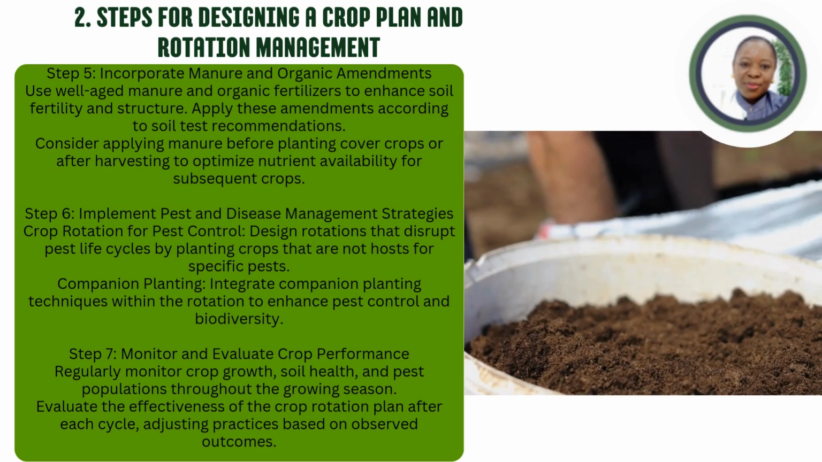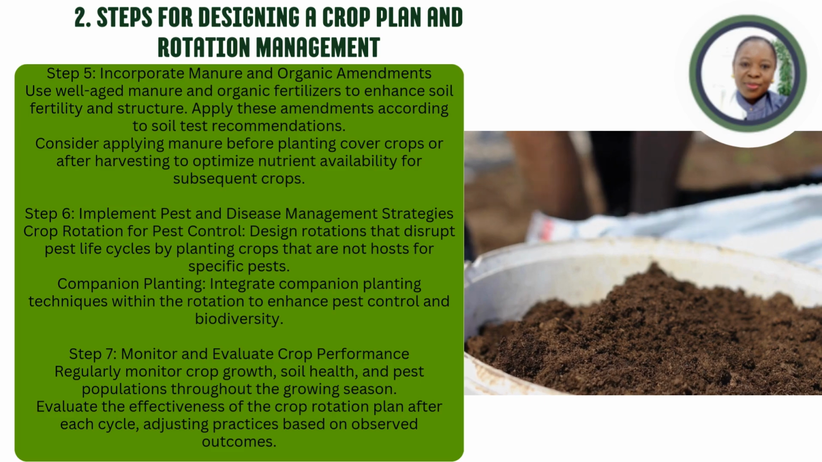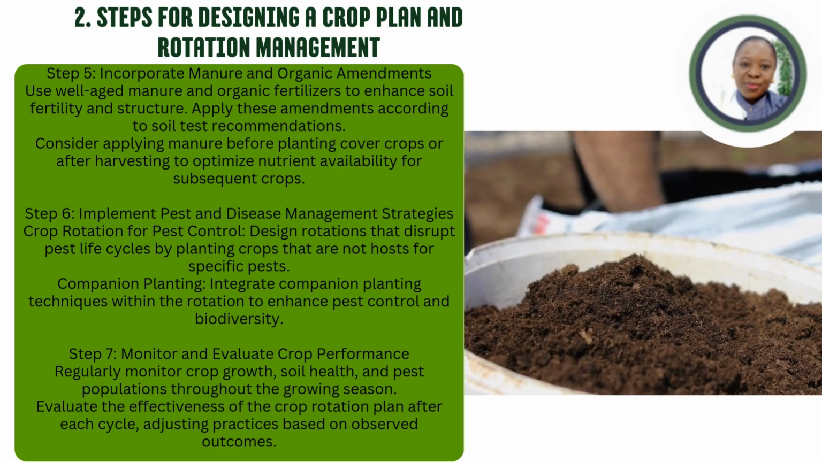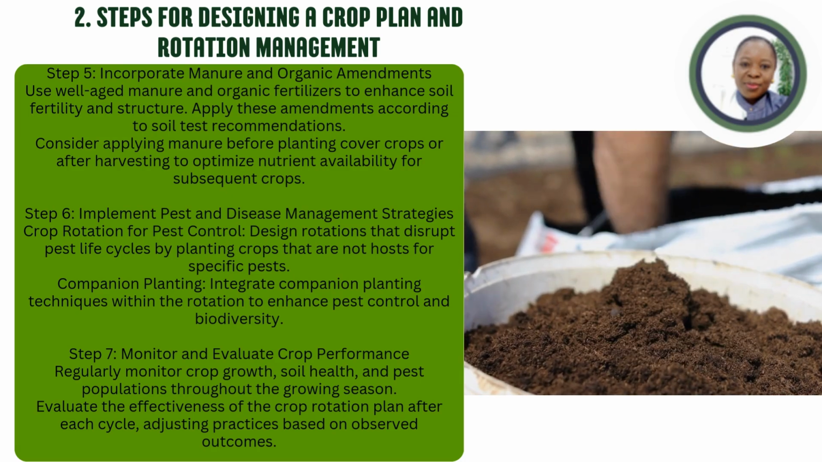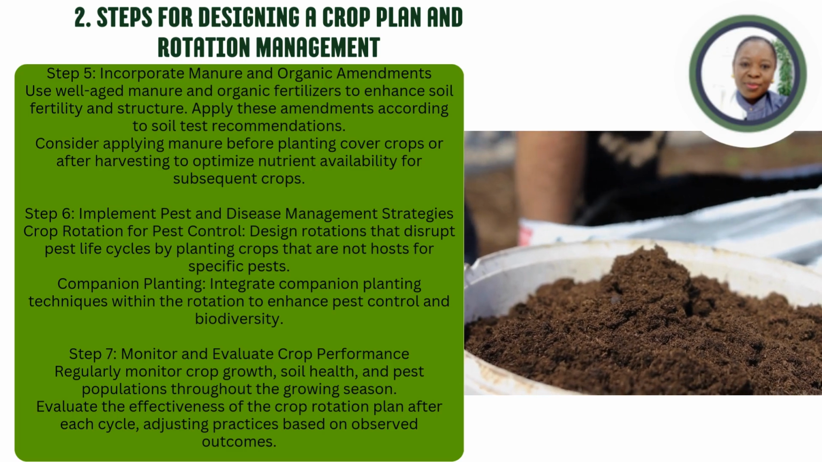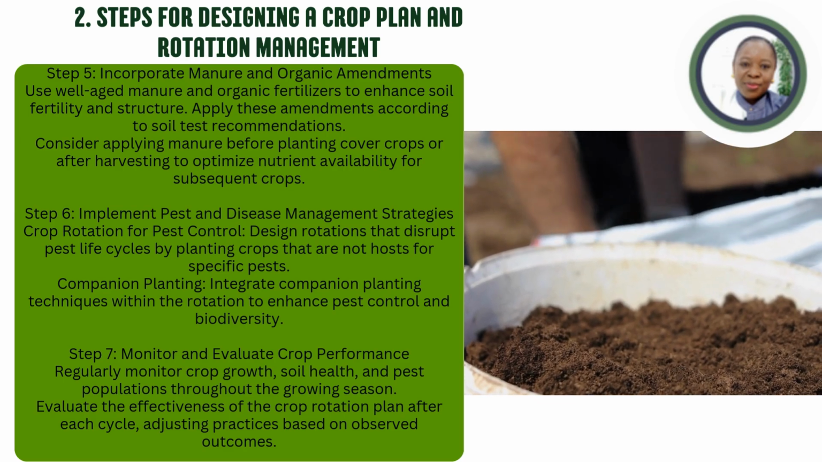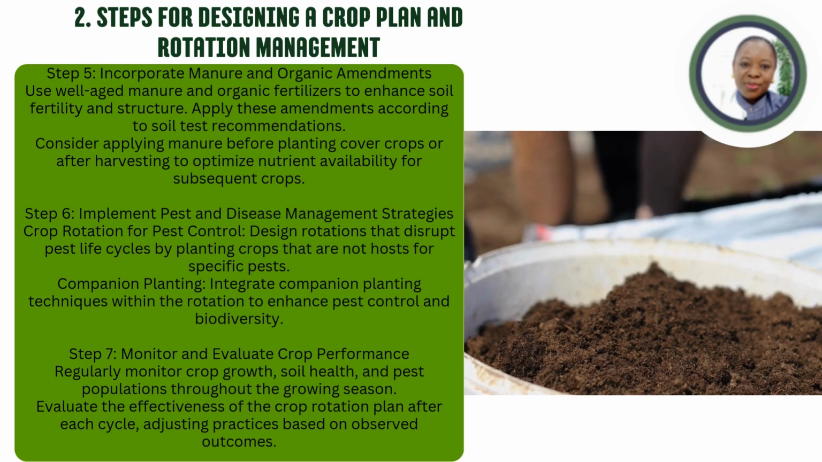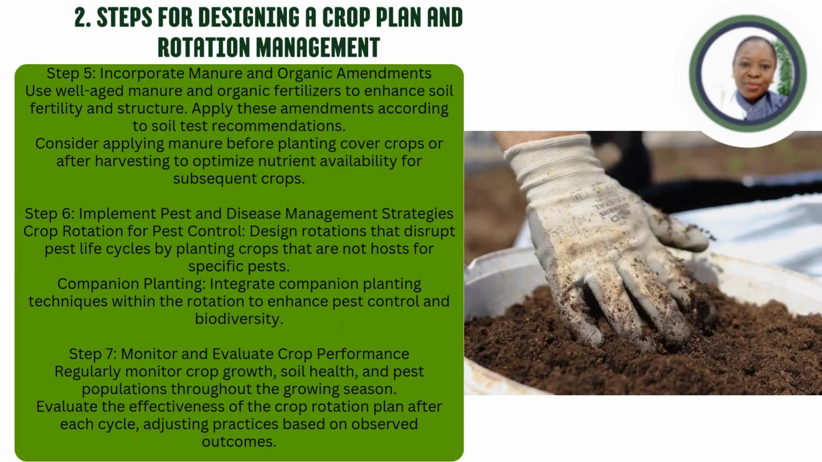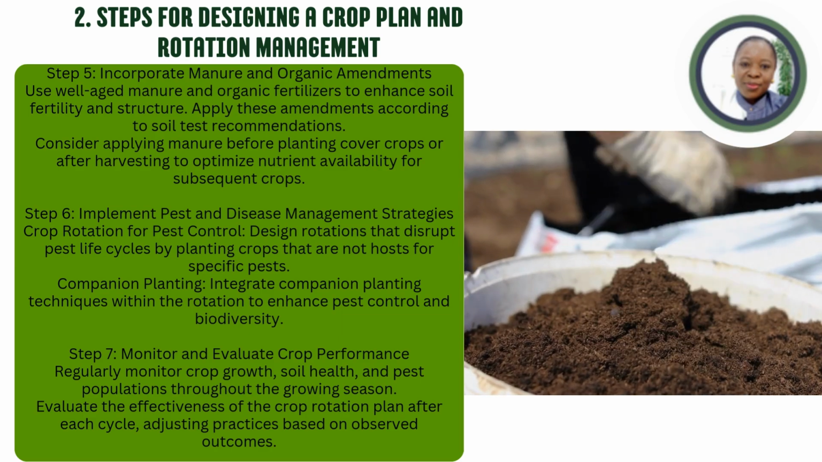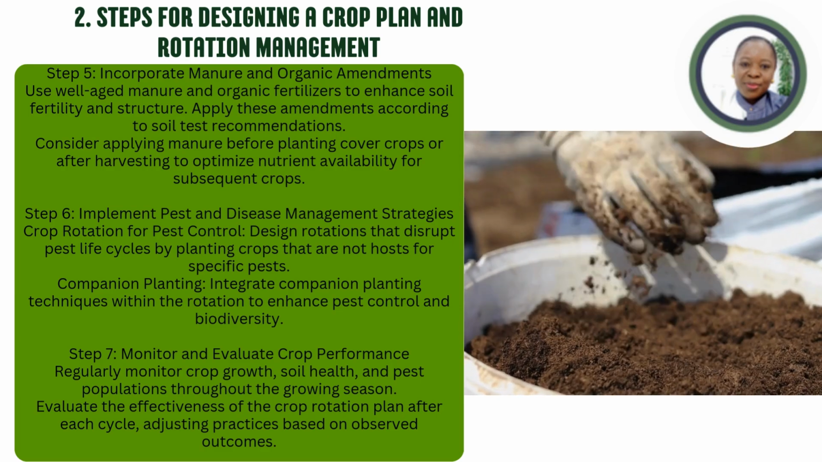Consider applying manure before planting cover crops or after harvesting to optimize nutrient availability for subsequent crops. 6. Implement pest and disease management strategies. Crop rotation for pest control. Design rotations that disrupt pest life cycles by planting crops that are not hosts for specific pests. Companion planting. Integrate companion planting techniques within the rotation to enhance pest control and biodiversity.